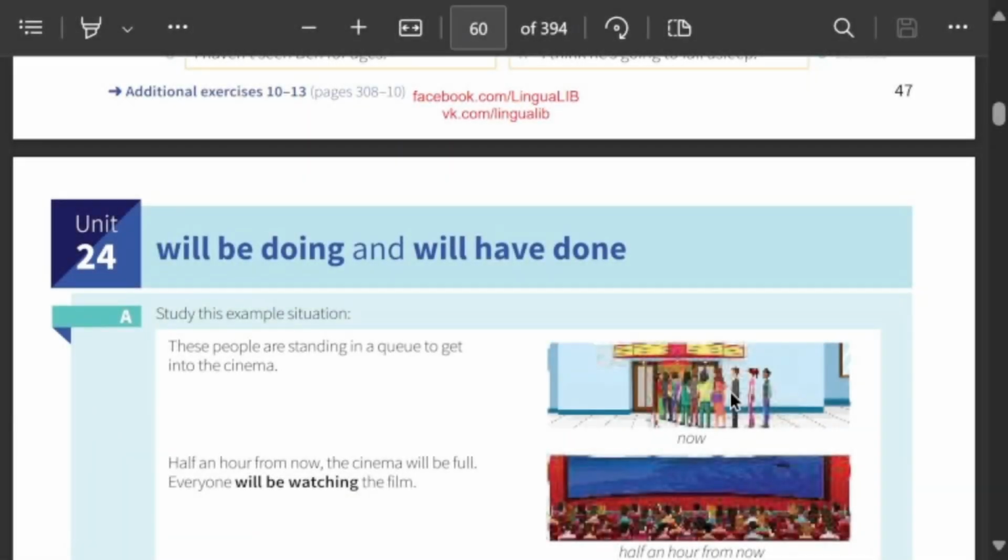Will be doing and will have done. So we did, remember, the future simple, will, right? Will do, will work, will think, will go. Now we'll see these other two tenses. Look at this first example.